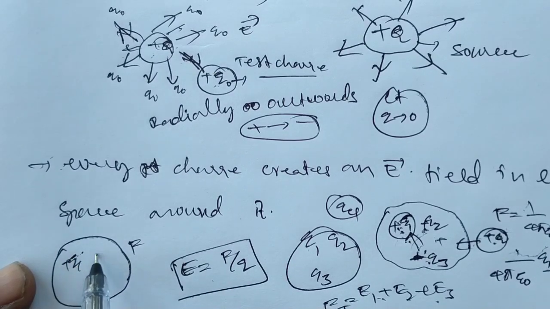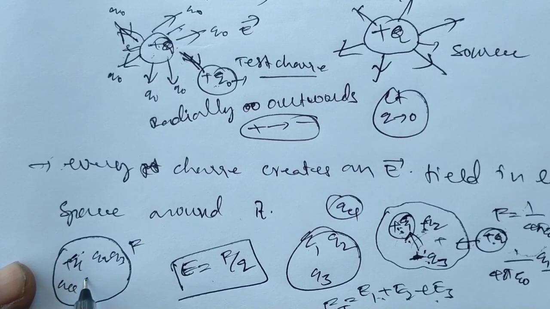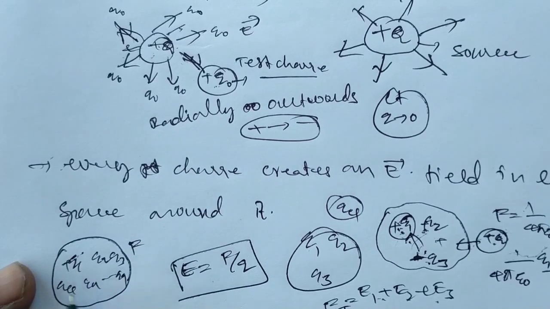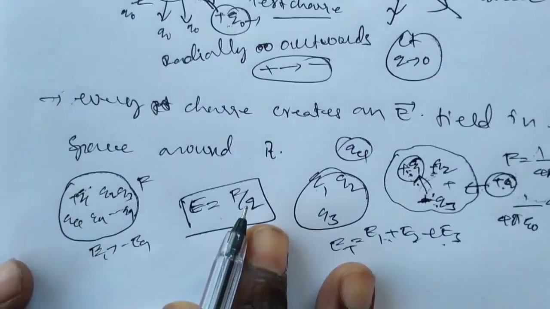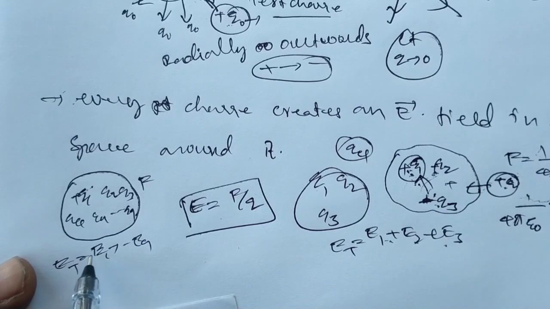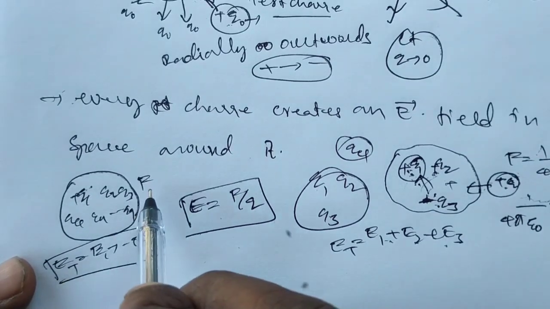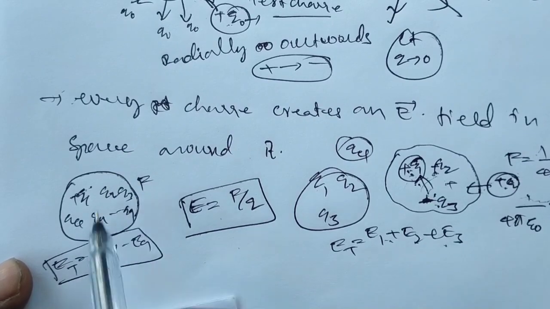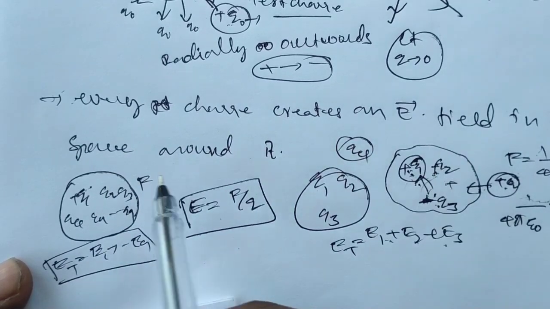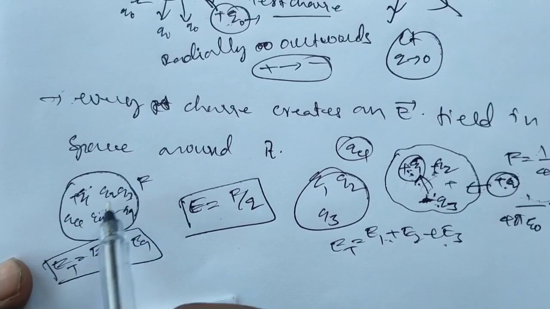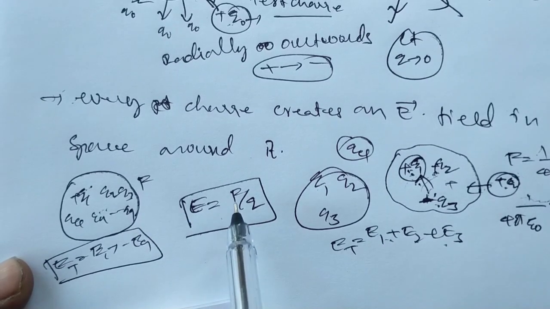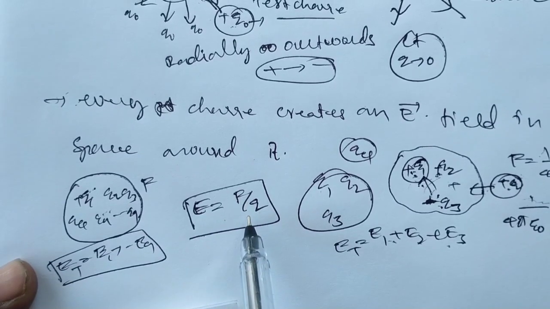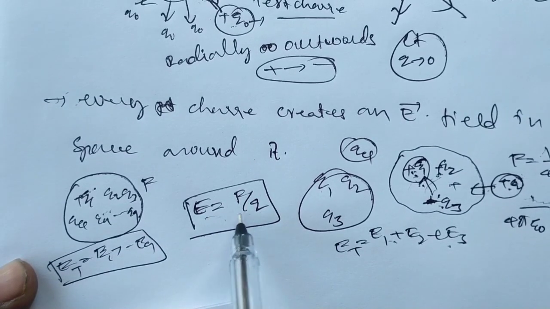Okay, suppose here q1, q2, q3, q4, q5, like up to q9. Okay, for 9 charges we get electric fields e1 to e9, and we get the resultant electric field, not affected by other charges around the space. The electric charge creates the electric field in the space around it. Electric field is proportional to the force and inversely proportional to the charge. Okay, that is the relation.